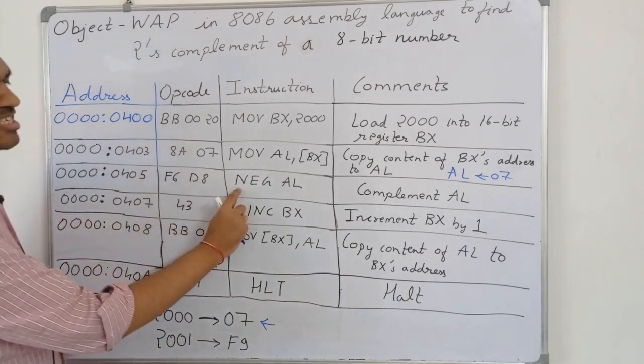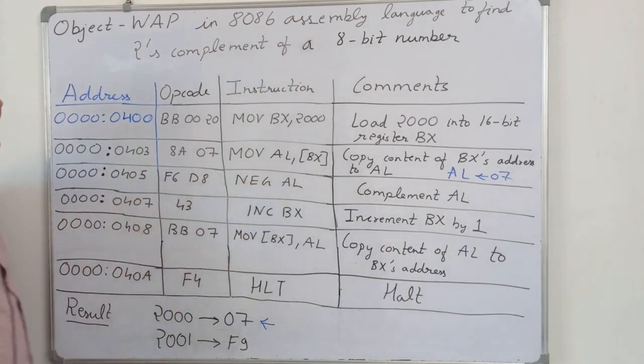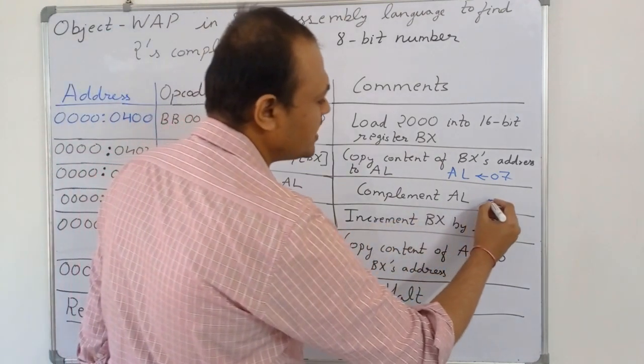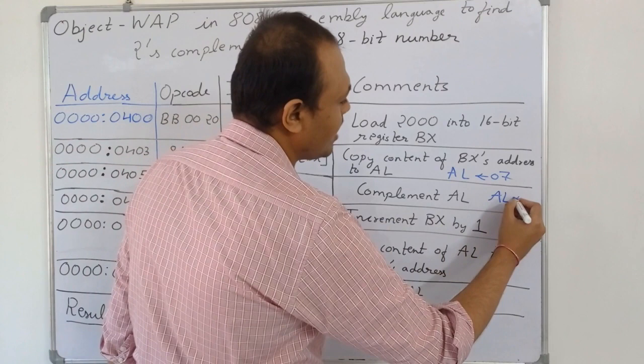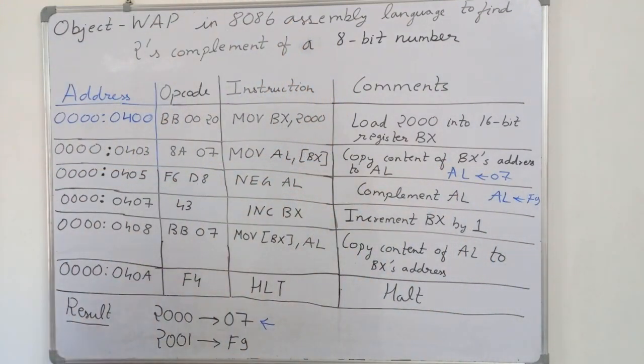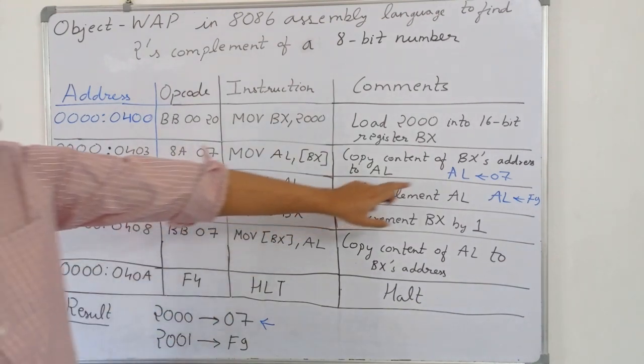The next instruction is NEG AL. NEG AL means finding the 2's complement of the contents of AL, and the result will be stored back in AL. So AL will now contain F9, because the 2's complement of 07 is F9. Now AL contains F9.